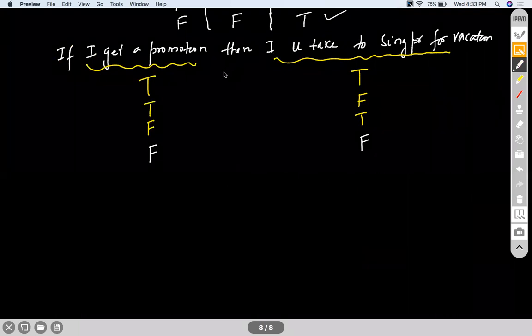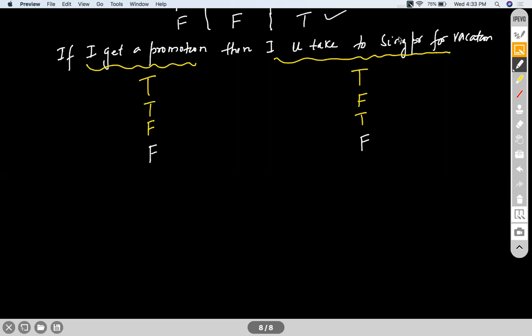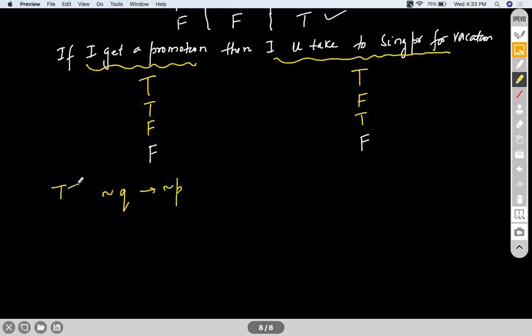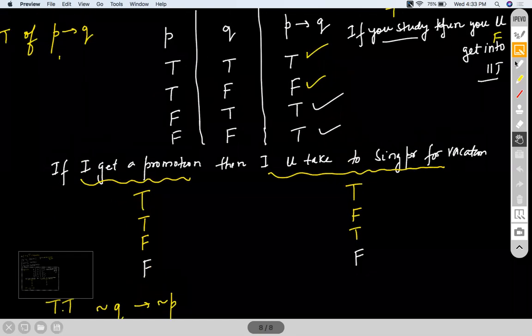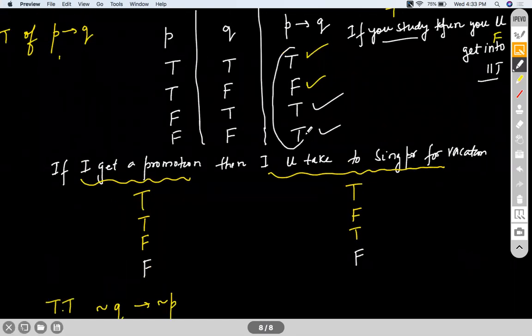Now, I would like all of you here to make a truth table of: if not Q, then not P. I actually thought two people are responding, so two people are there in the class. I'm sorry. Please make a truth table for this and verify whether the result is the same as what we got over here.